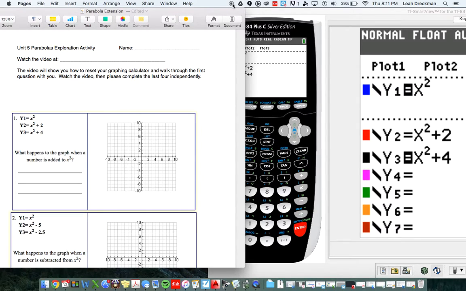Clear out these equations. Actually, you could keep y1, and then as you enter the other 2 equations, your job is to look for a pattern and see what happens. Thanks.